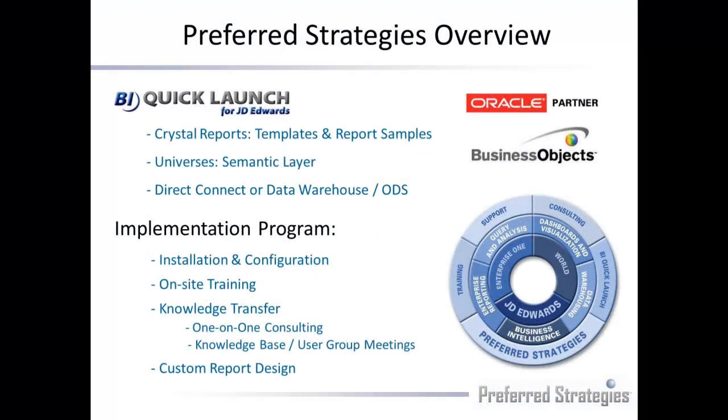So what is BI Quick Launch? For business objects, we've got Crystal Report templates and samples, universes, that semantic layer. We connect all those to direct access to your JD Edwards transactional data. We can also feed data off to another data store. If you want to retransform the data for whatever reason, like a data warehouse, star schema, we have ETL to do that.